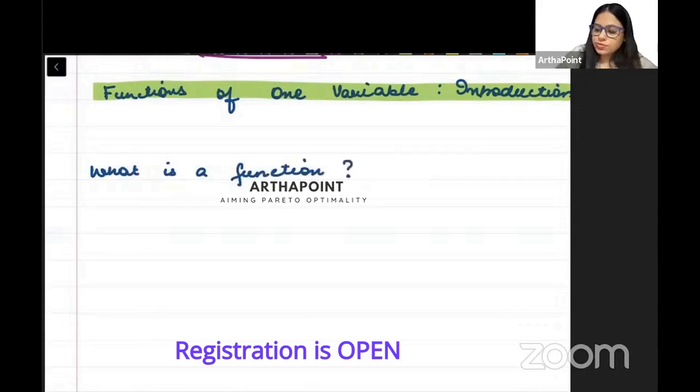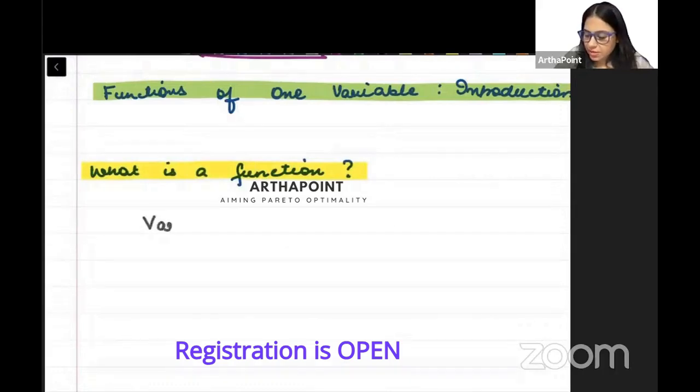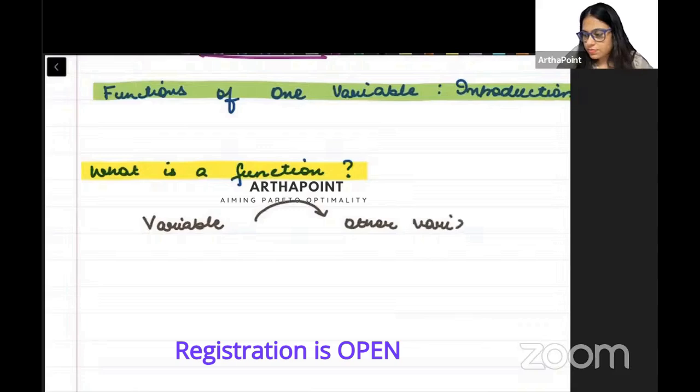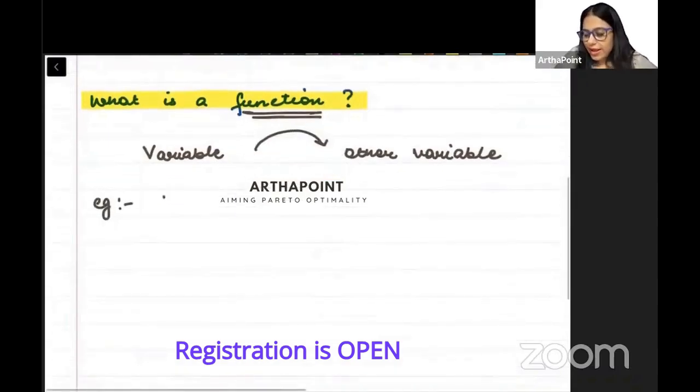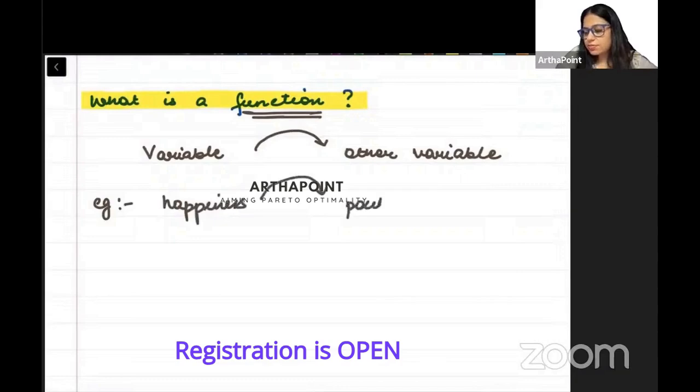एक function क्या होता है? What is called as a function? So when we have one variable depending on other variable, then we call it as a function. Example, your happiness depends on your pocket money.